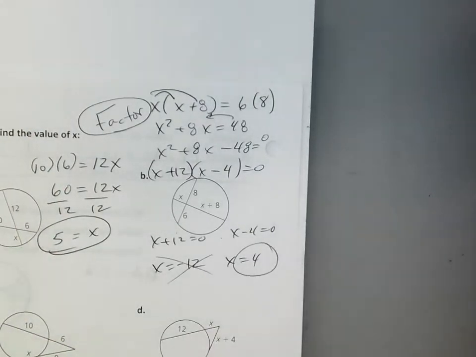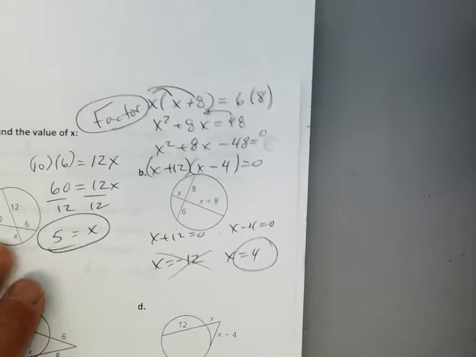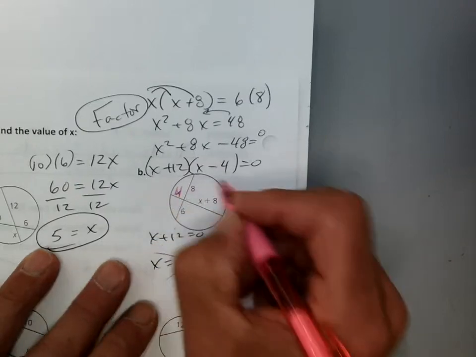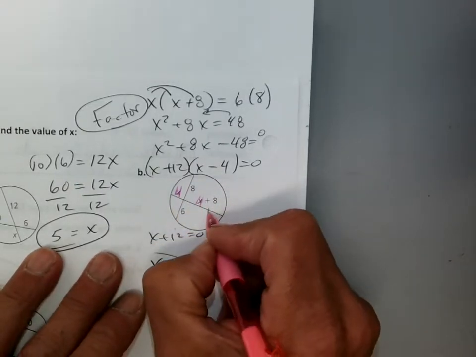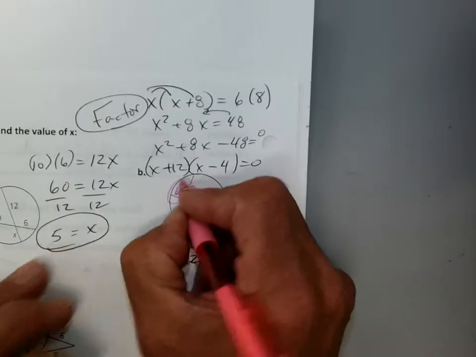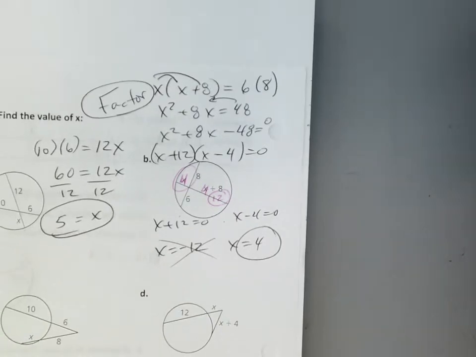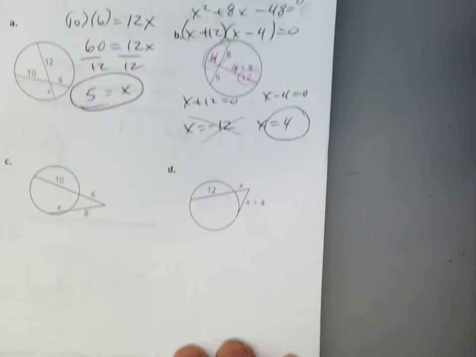So if x is 4, let's go back to the picture. If x is 4, then this side is 4, and this is 4 plus 8, which turns out to be 12. So I do get the 12 after all, but a positive. Yes, it's a positive. Totally right. Okay, so far so good? Okay, let's look at C.